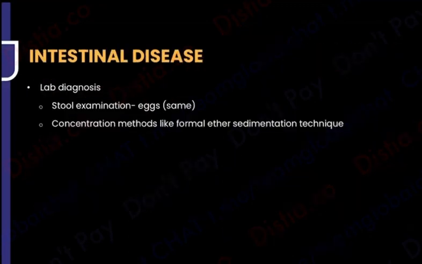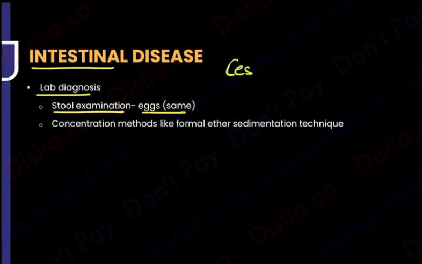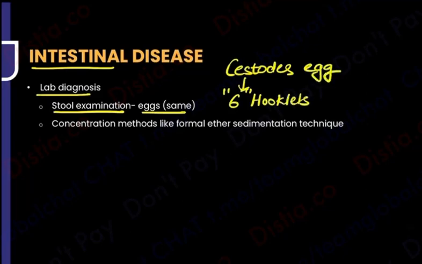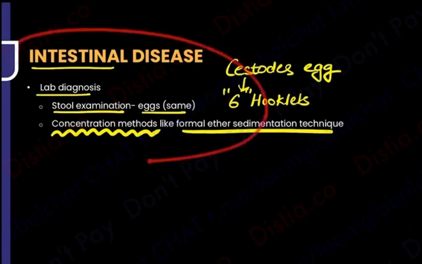So now moving forward, how do you do the lab diagnosis? Of course, especially of intestinal infection, you are going to do stool examination, because in the eggs there is no difference, whether it is saginata or solium. All the eggs of cestodes are going to look the same. They are going to have 6 hooklets, so hexacanth. They are going to look the same, right? And if you can't see the eggs, what are the concentration methods I taught you in the beginning of parasitology? There are formal ether sedimentation techniques that you can use. So that was for the lab diagnosis of intestinal infection.